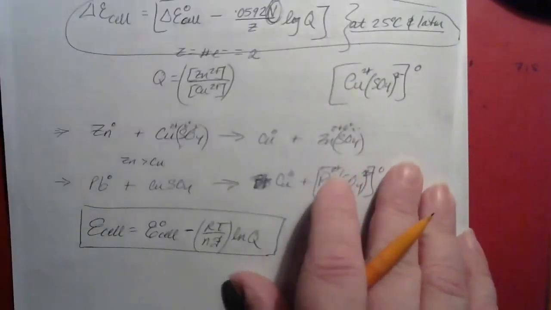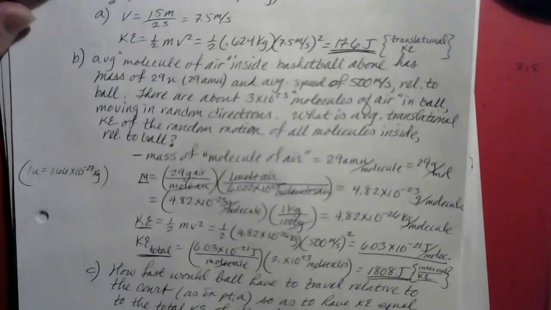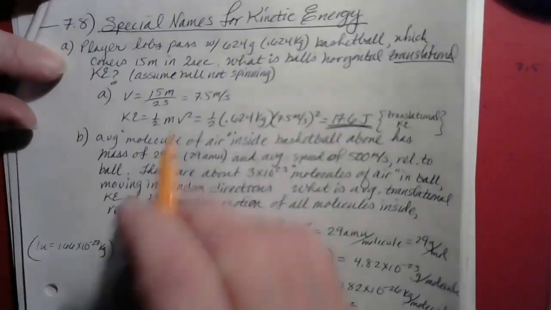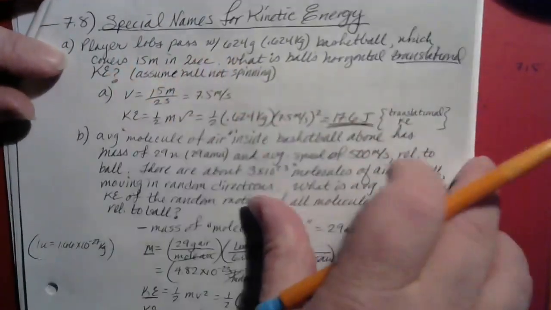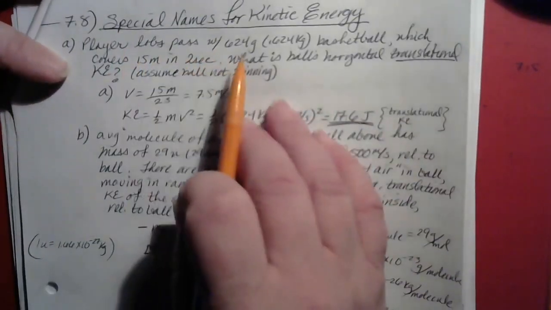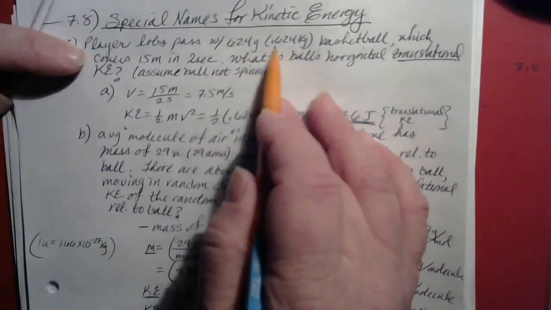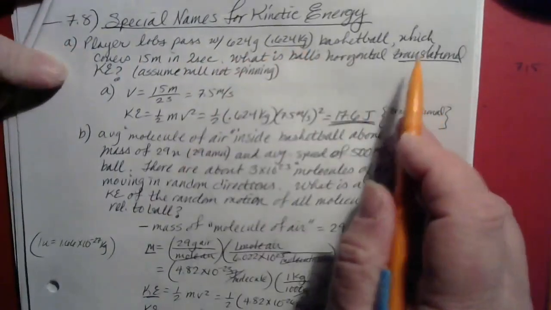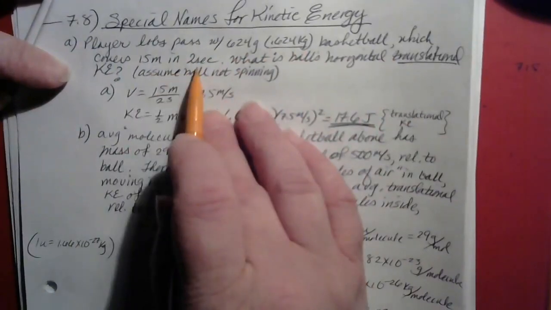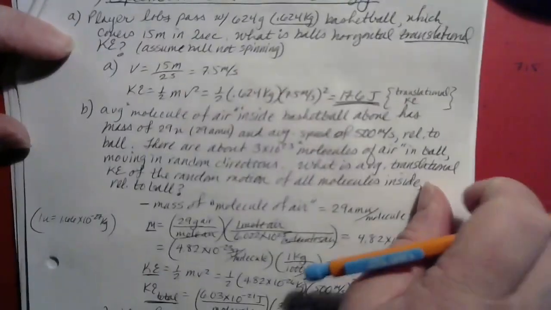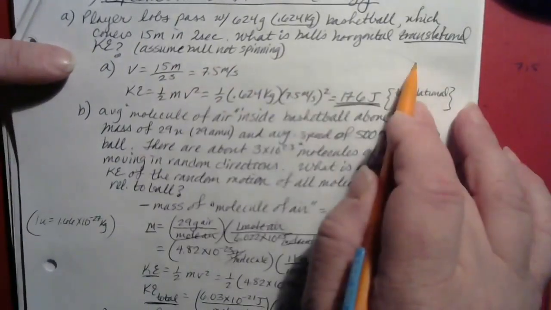Okay, looking into some of these types of kinetic energy, we can look at the next example, which is in a basketball game, a player lobs a pass with a 624 gram ball, which I've written in as 0.624 kilograms, which covers 15 meters in 2 seconds. What is the ball's horizontal translational kinetic energy? And again, translational kinetic energy is just the kinetic energy of something that's moving from one place to another.